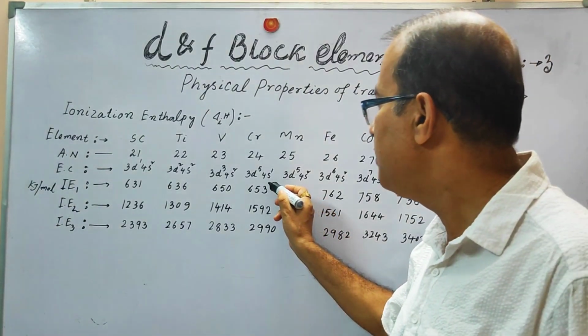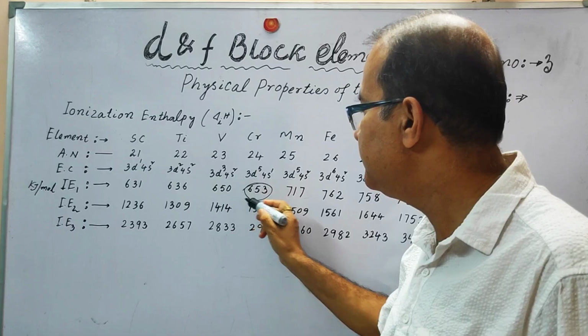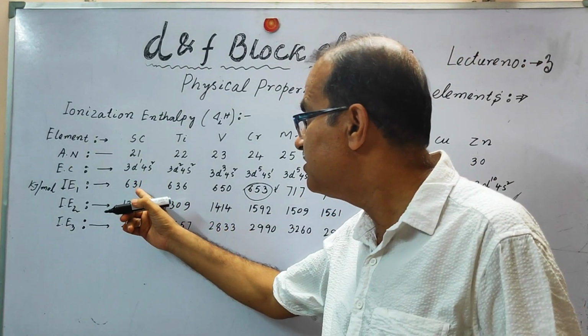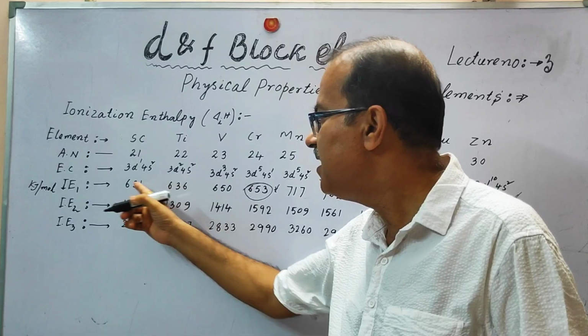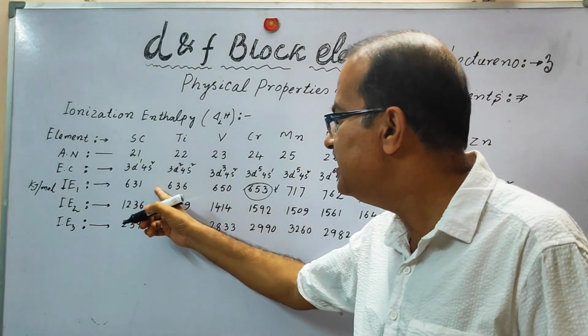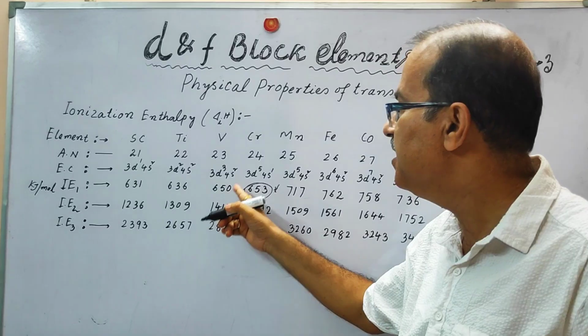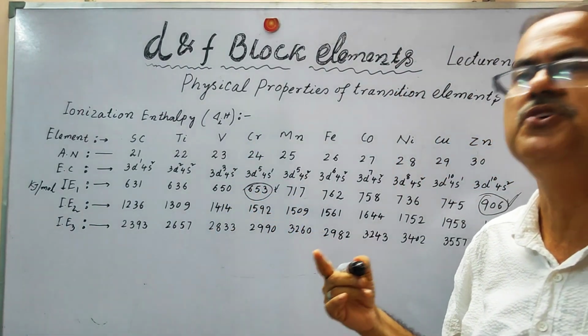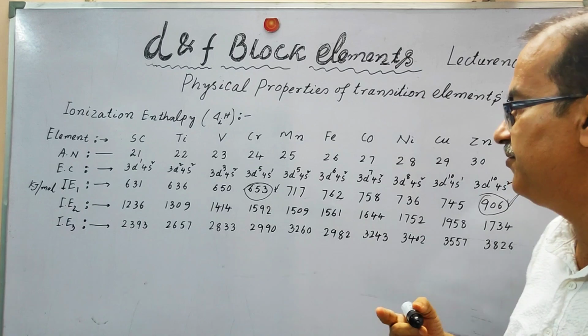In case of chromium, you will see that as the atomic number is increasing, there is an increase of the ionization enthalpy. But here the increase is not so appreciable, not so significant.